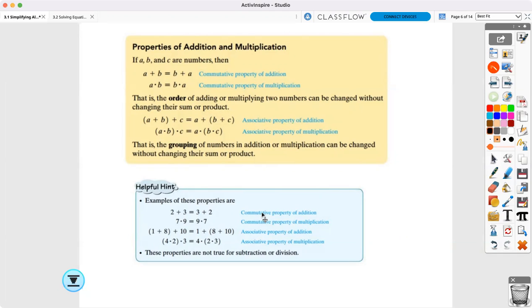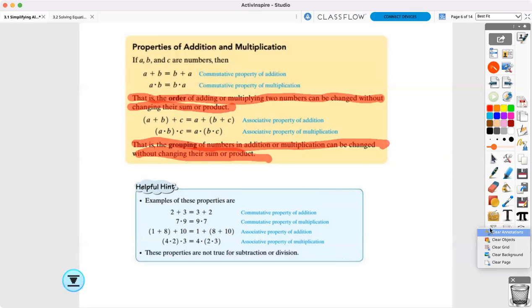And the helpful hint at the bottom is to use physical numbers, like plugging in numbers instead of the letters A, B, and C. And the key to this, the reason why I'm having you do this, is that the order of adding or multiplying can be changed without changing their sum or product. And also grouping numbers in adding and subtracting will not change it either. That's the main thing that I want you to take away from this.